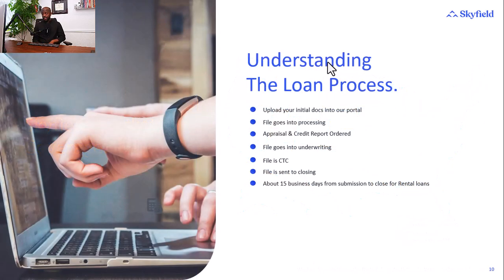Understanding the loan process. So this is going to be the actual loan process and applying with Skyfield Finance, what you can expect in terms of our loan process. So the first step is going to be to upload your initial documents to the portal. Next, your file goes into processing. After that, we order the appraisal and credit report. We typically order the appraisal as quickly as possible just because depending on the state you're in, that could probably take the longest. The credit report happens quickly. So we'll order the appraisal, order the credit report, then your file is going to go into underwriting.